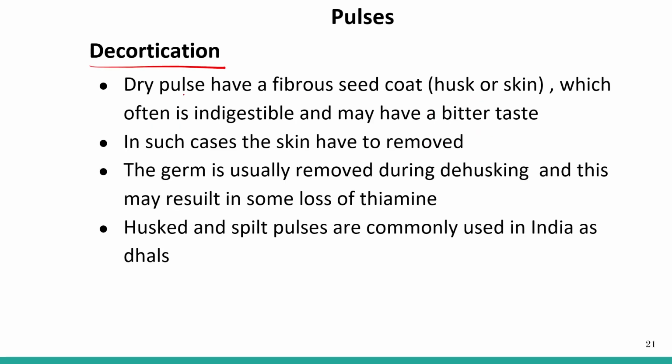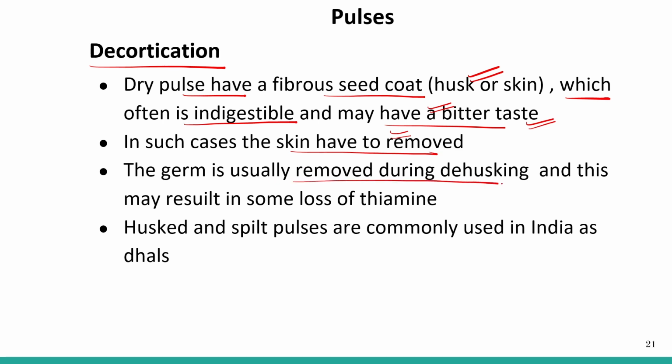Decortication. Dry pulses have a fibrous seed coat, that is husk or skin, which often is indigestible, and many have a bitter taste. So they are not good in taste, right? They are having the bitter taste. So if we remove it, then only that is good for eating. So in such cases, the skin has to be removed. The germ is usually removed during the dehusking, and this may result in some loss of thiamine.